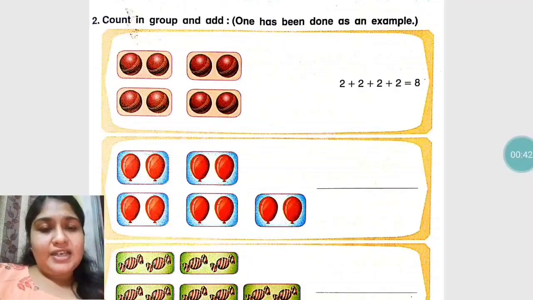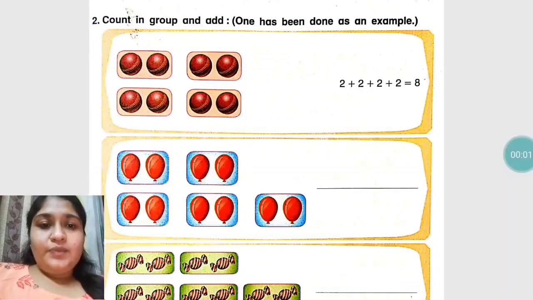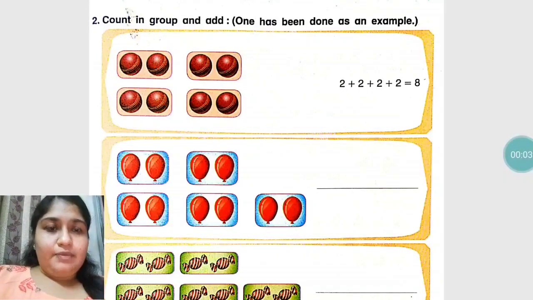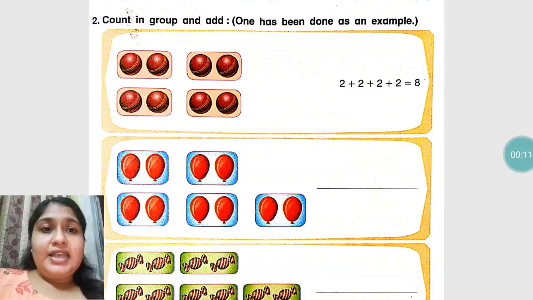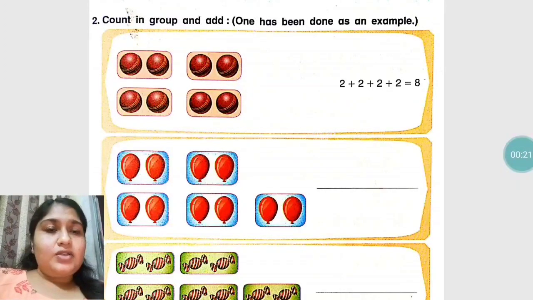So 4 pairs are there, and in each pair, so students, let us understand the first example. Okay students, so now 4 boxes are given, and in each box, ball is there, and they are given in pairs. Okay students, a pair means 2 objects are given. Okay, so let's count them in group. Okay, so 1, 2, 3, 4.